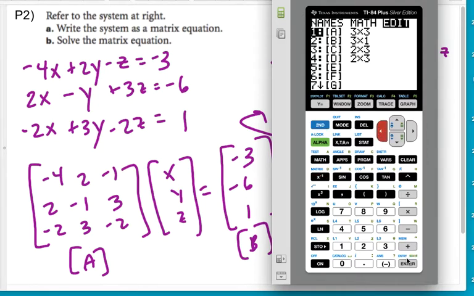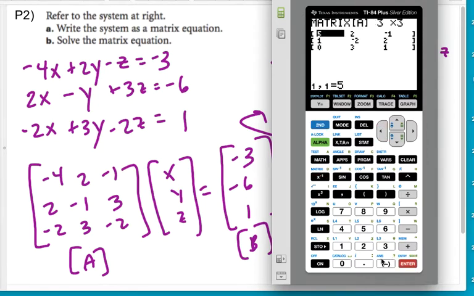So I go to my edit. It's already a 3 by 3. We have negative 4, 2, negative 1, 2, negative 1, 3, negative 2, 3, negative 2. And then you can double check that that's right. So negative 4, 2, negative 1, 2, negative 1, 3, negative 2, 3, negative 2.